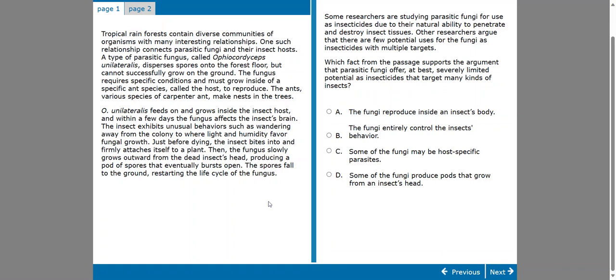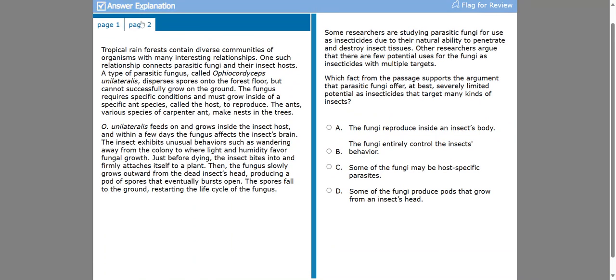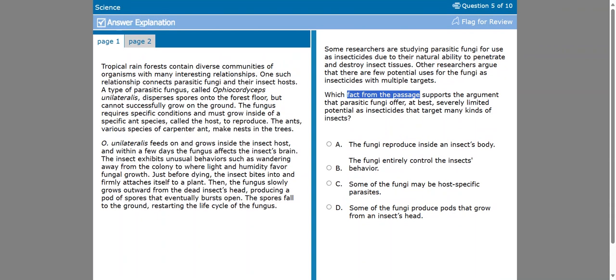Next question, multiple choice question. This is the same passage, same page 1 and page 2. In this case, it's asking you the following: which fact from the passage supports the argument that parasitic fungi offer, at best, severely limited potential as insecticides that target many kinds of insects? So, this is a right there question, right, writers? Right there meaning that the answer is located in this text.